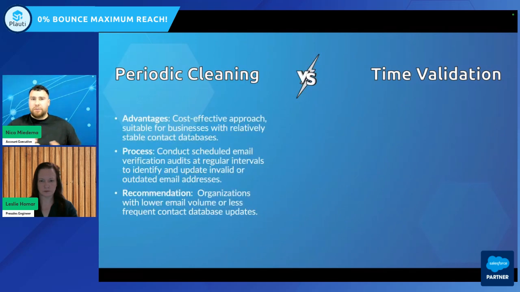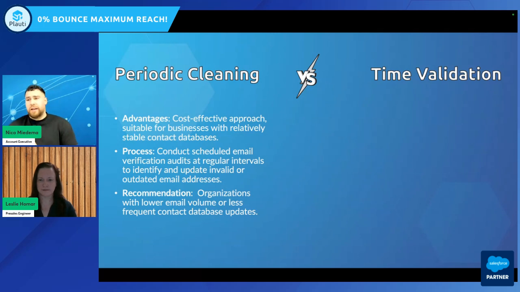Looking at the periodic cleaning, right? There are some advantages there. It tends to be more cost effective in the sense that you will validate what you have to validate for your business case. So we see a lot of this. It's suitable when your database also doesn't change that much, when the email addresses of your contacts tend to not fluctuate that much. The process, as I mentioned, would be you schedule an email verification, say every month, every 3 months, every quarter, every year, so that you know when was the last time it was validated, to make sure it's an email that you can use or not.